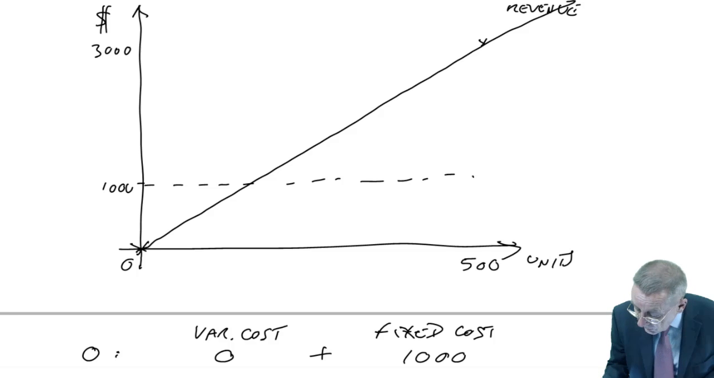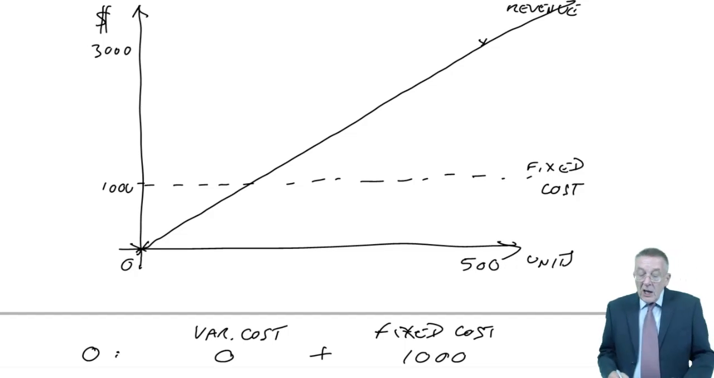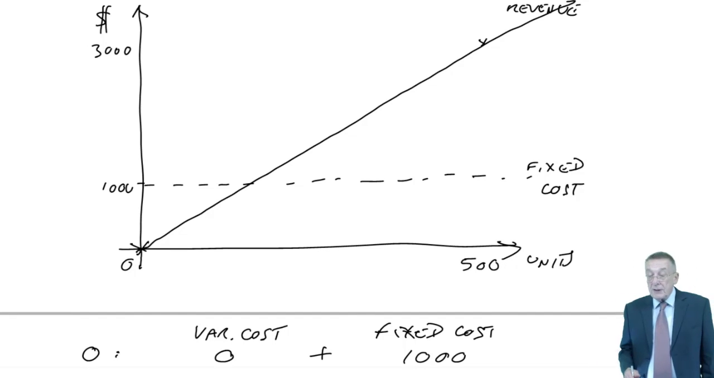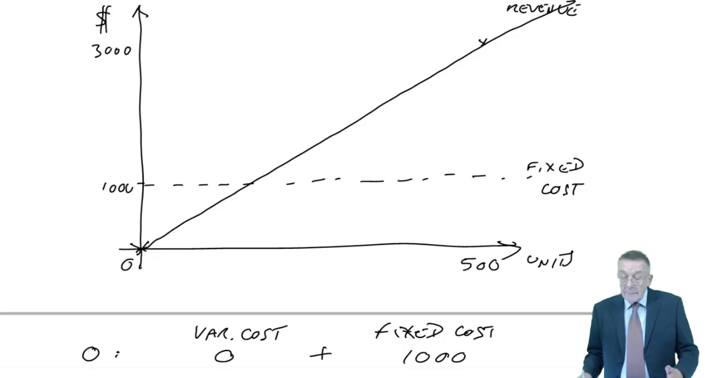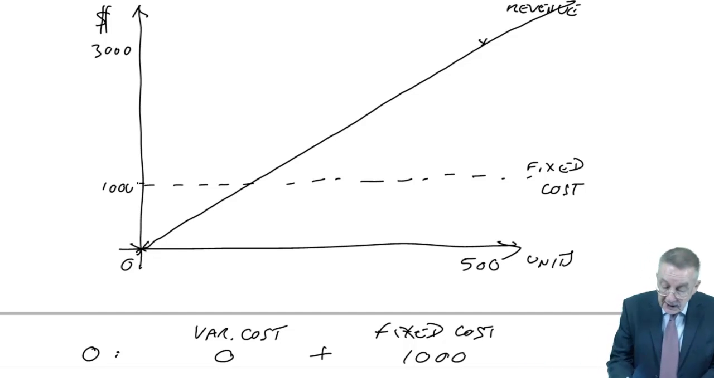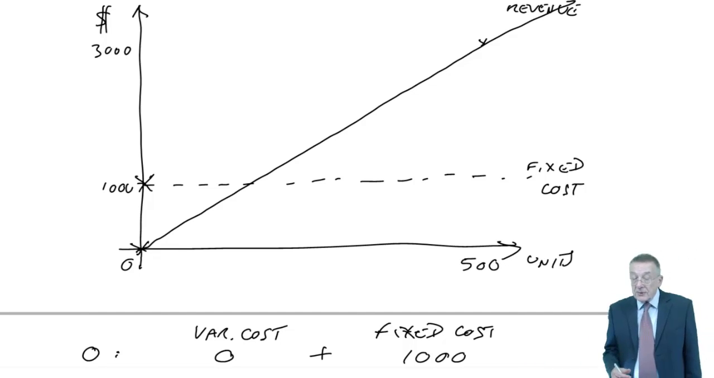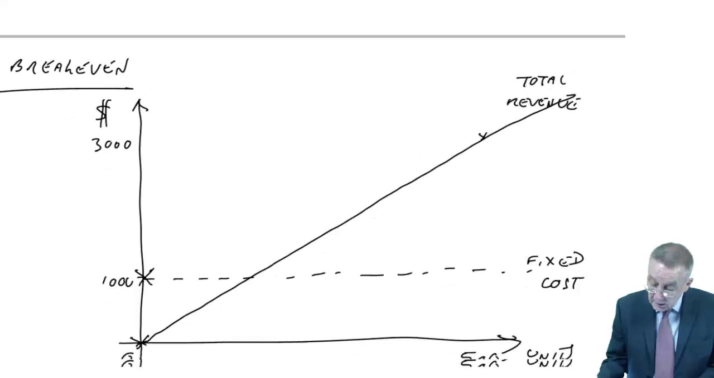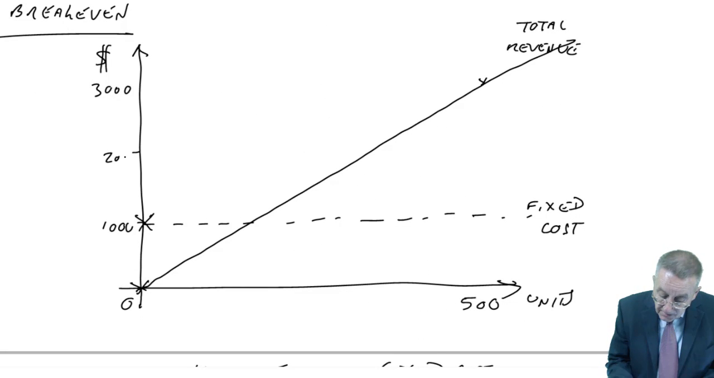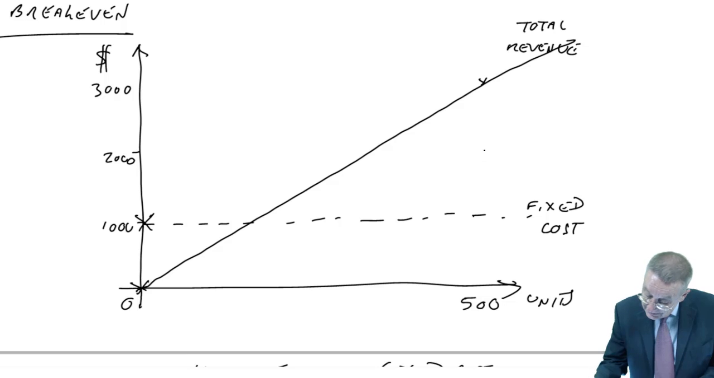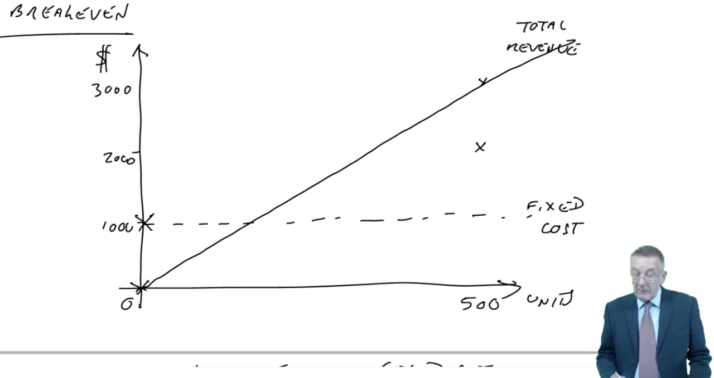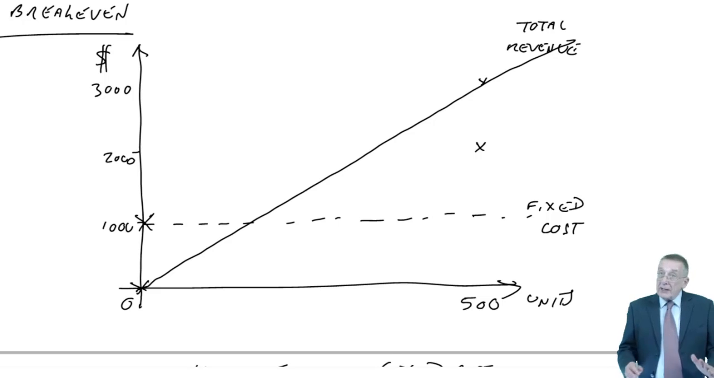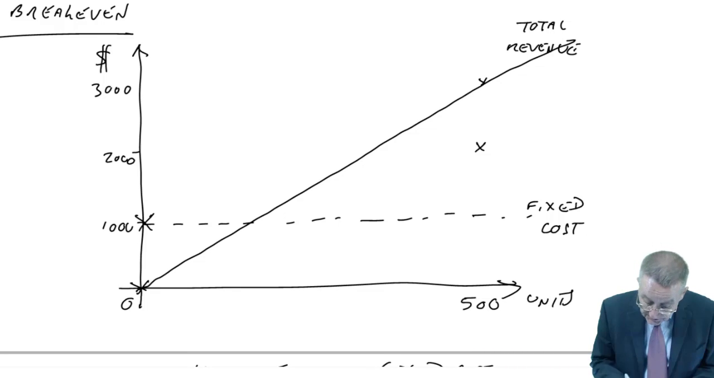And I'll do it as a dotted line. You'll see why in a minute. But what I really want is the total cost, fixed plus variable. Now, of course, when there's no units, there's no variable again. So the total cost will be 1,000. With 500 units, fixed cost is still 1,000, but there's 1,000 variable. So the total will be 2,000, which is about there. And so now I can show the line for the total costs.